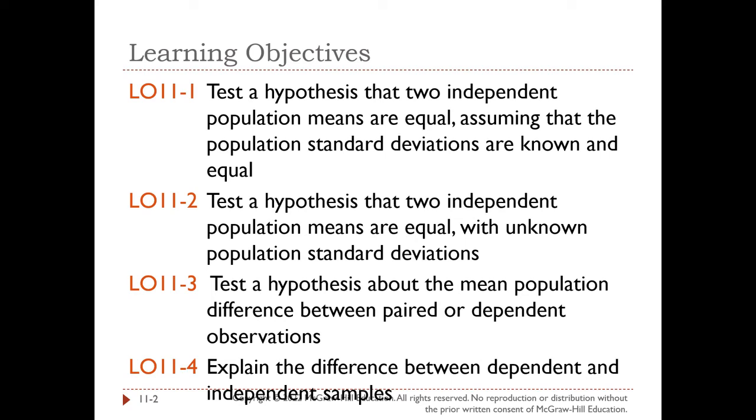Number 3, we're going to test a hypothesis about the mean population difference between paired or dependent observations. And then finally, we're going to explain the difference between those two samples of dependent and independent. That is right there in the copyright of McGraw-Hill.